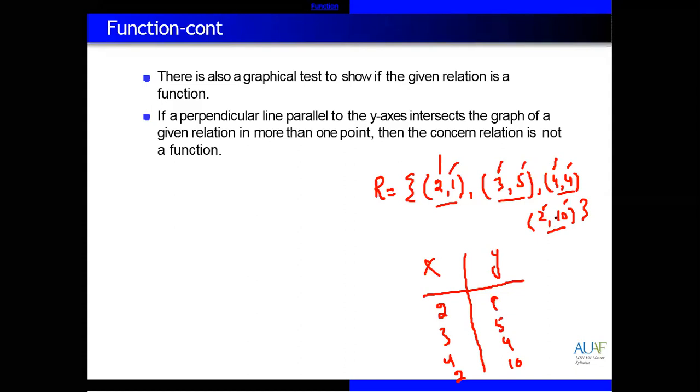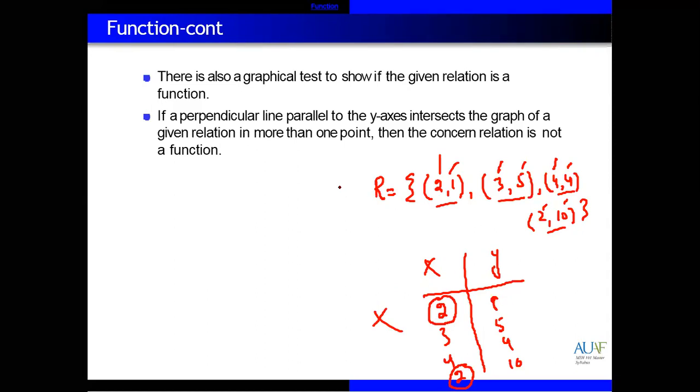But is this a function or not? Find out if there is any repetition in the x values, because then it will not be a function. You can see the repetition of 2 in the first set. This 2 is repeated, so this means that this is not a function. Simply, if a relation is given, separate the domain set and range set. The x values are the domain set, the y values are the range set. If there is any repetition in the x set, the first set, then that means it is not a function.